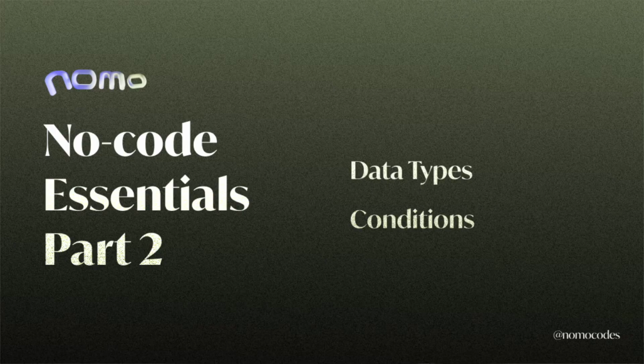This is part 2 of our No Code Essential series, where I walk through some basic building blocks of no code tools, basic knowledge and concepts that are transferable, so you can learn any no code tools very easily after you learn these basic concepts. And in today's video, we're going to walk through two concepts: one, data types, and the second one being conditions. Let's get right into it.